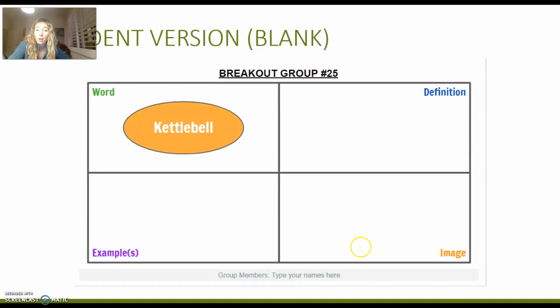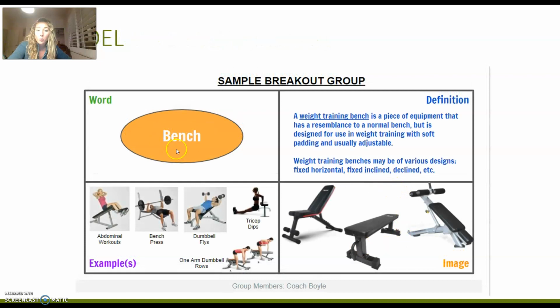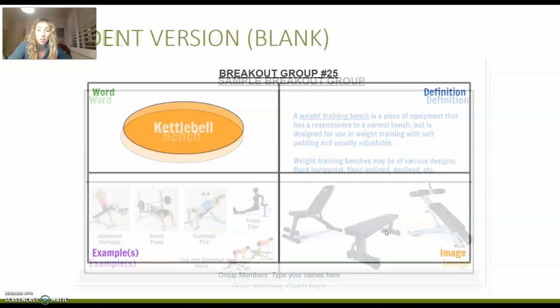Then I show them a model. So I did this one, it's bench. It has the definition, some examples of different workouts you can do on a bench, and some images of different types of weight training benches.